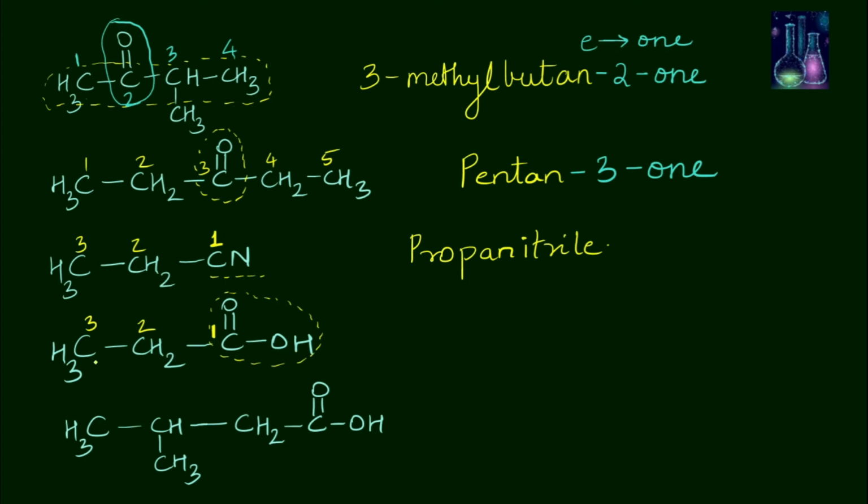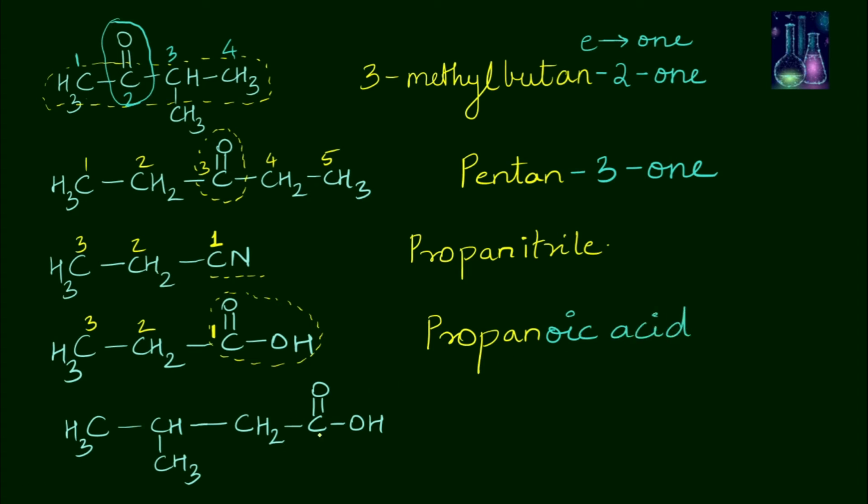Here you have a carboxylic acid with 3 carbons. The first carbon is definitely the carboxylic group. Therefore, the name of the molecule is prop, A, but the E is replaced by oic acid.